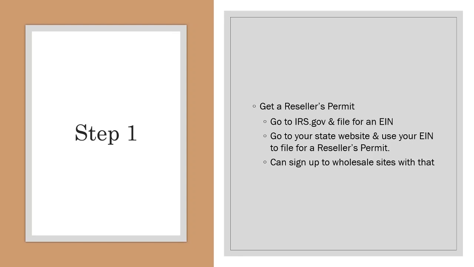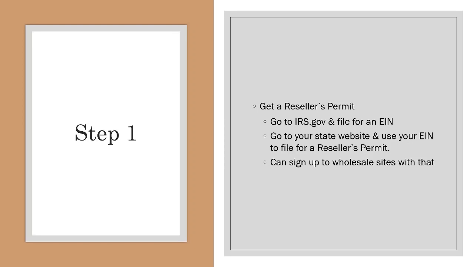So if you live in the US, obviously you want to go to irs.gov and file for an EIN number. Once you have your EIN number, which I always say is kind of like a business social security number, even though it's not, it's just the easiest way to relay that to people that might not have an EIN number and don't understand what they're actually doing, okay? So go to irs.gov, file for an EIN, go to your state website, and use your EIN then to file for a reseller's permit, okay?